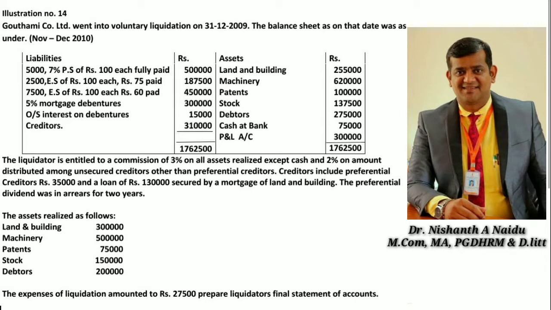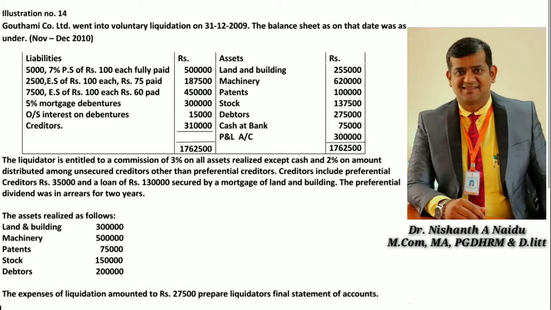Then outstanding interest on debentures 15,000 rupees, creditors 3,10,000 rupees. On the asset side, land and building 2,55,000 rupees, machinery 6,20,000 rupees, patents 1 lakh rupees, stock 1,37,500 rupees, debtors 2,75,000 rupees, cash at bank 75,000 rupees, and P&L account 3 lakh rupees. Both the side total 17,62,500 rupees.